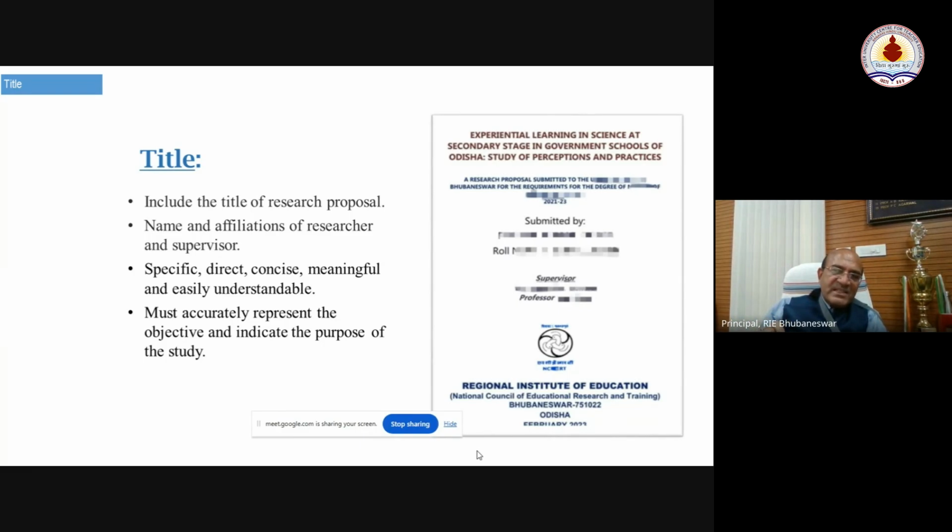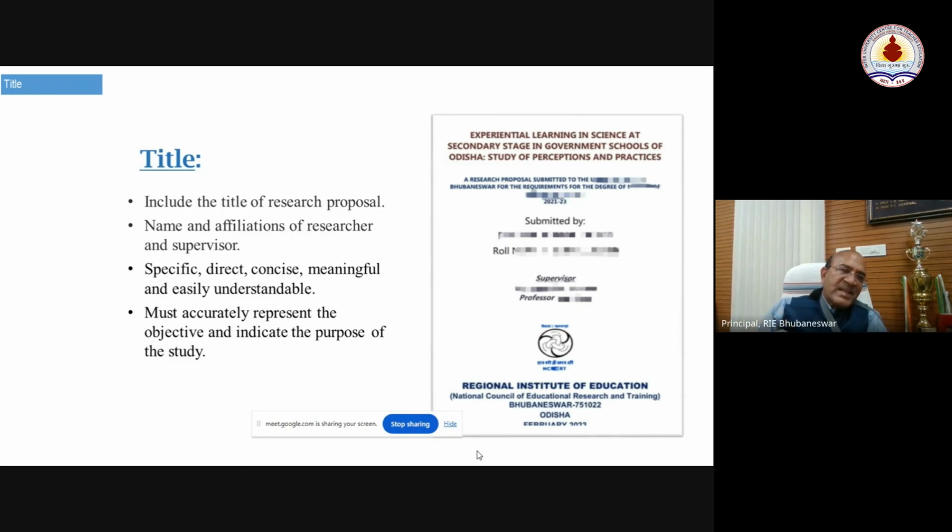Subject, stage, the nature of schools, government schools, private schools, public schools, and then geographical area, Odisha. So this is the title, and then the name and affiliation of researcher and supervisor. This title should be specific, direct, concise, meaningful, and easily understandable.